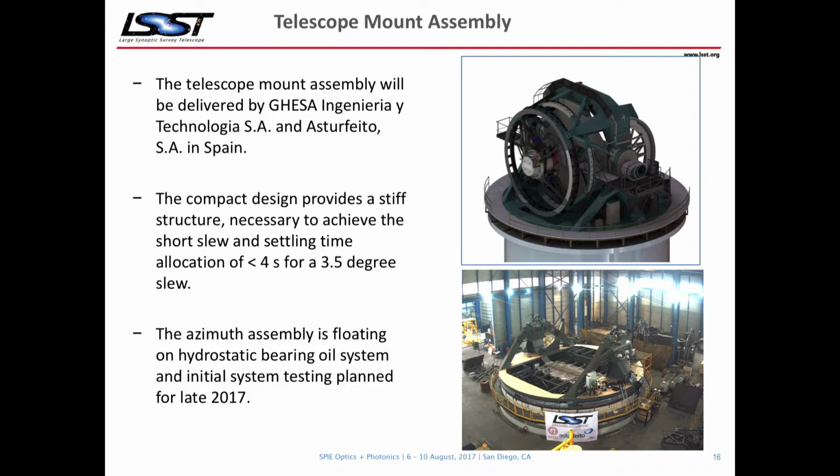The current state of it is shown in that lower figure. As you can see, the azimuth structure has been built. The azimuth assembly floats on a hydrostatic bearing oil system, and initial system testing will occur in the next few months.